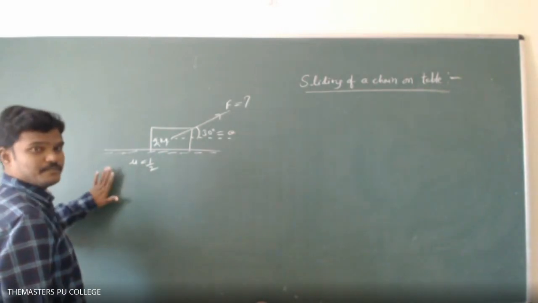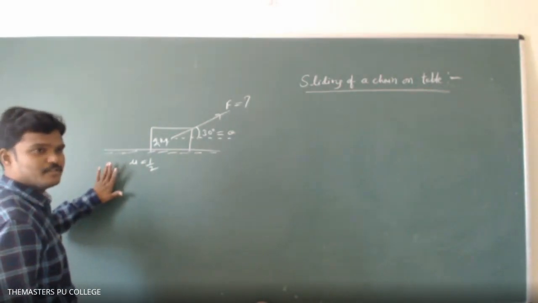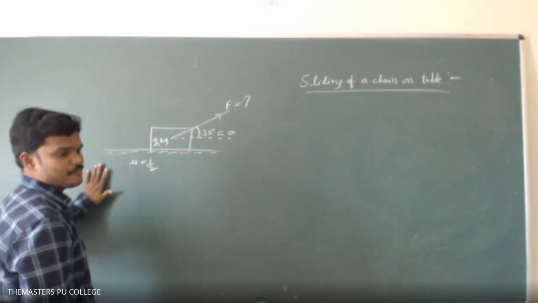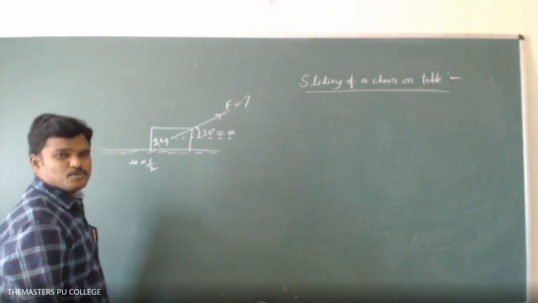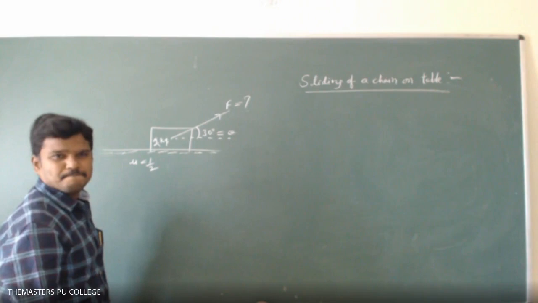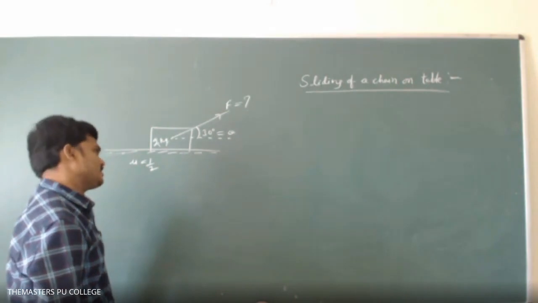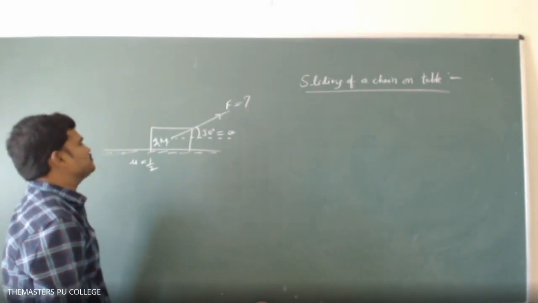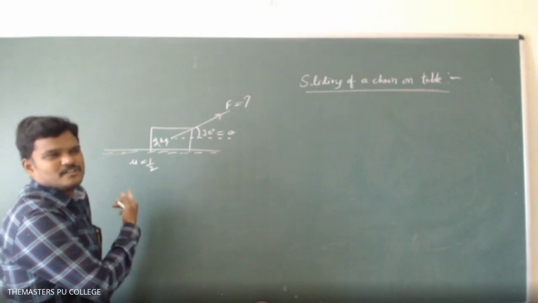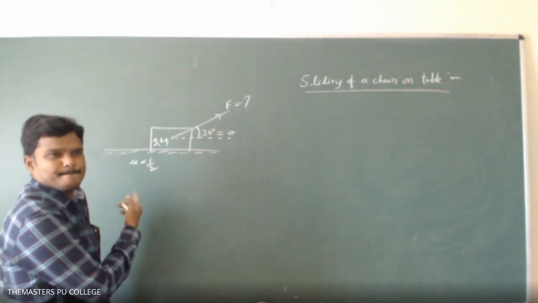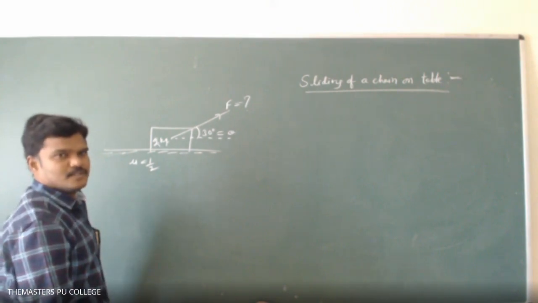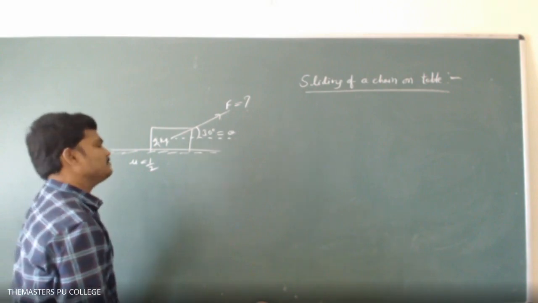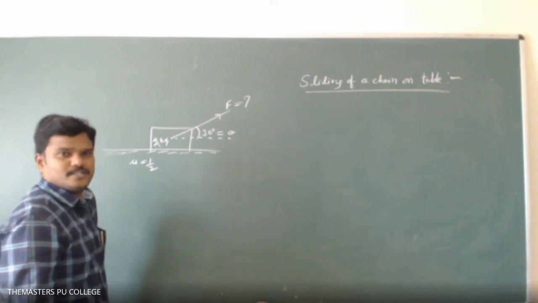Got this answer, anyone? Can anyone give the answer? F value? Something you are getting with root 3, complicated numbers like 2 plus root 3, 20 by root 3 plus 2. Carry on. You can use the first formula, mu mg by cos theta plus mu sin theta. Whatever numbers you got, that is the final answer. No need to worry.